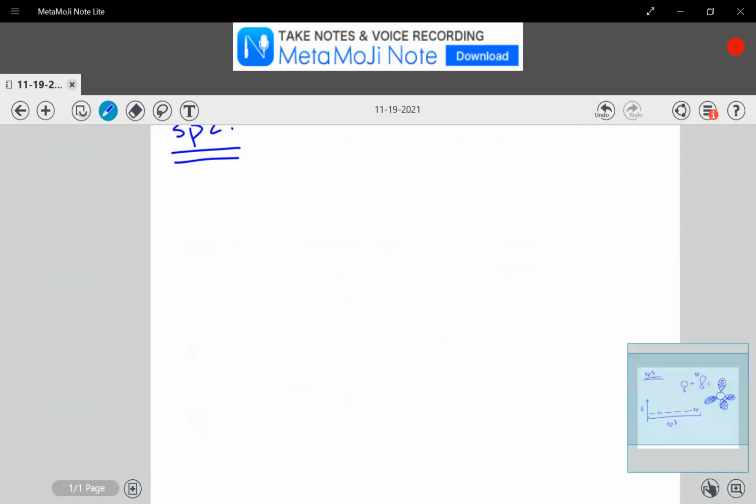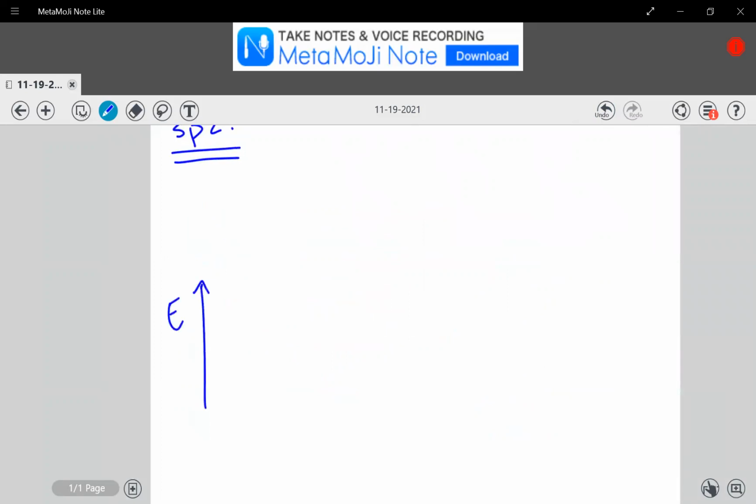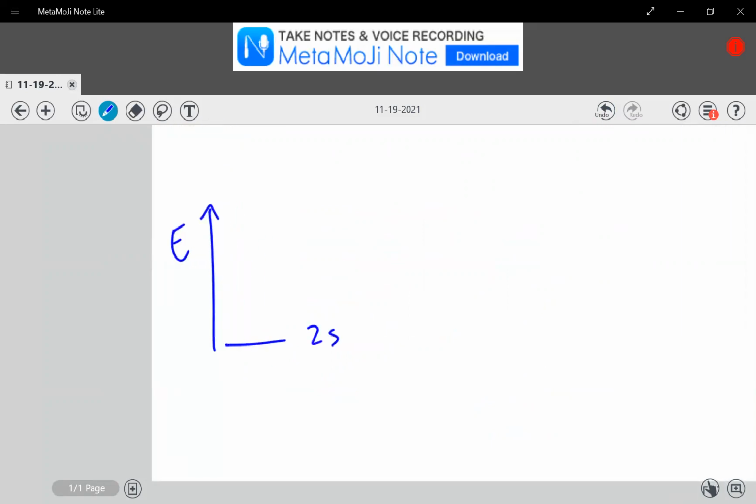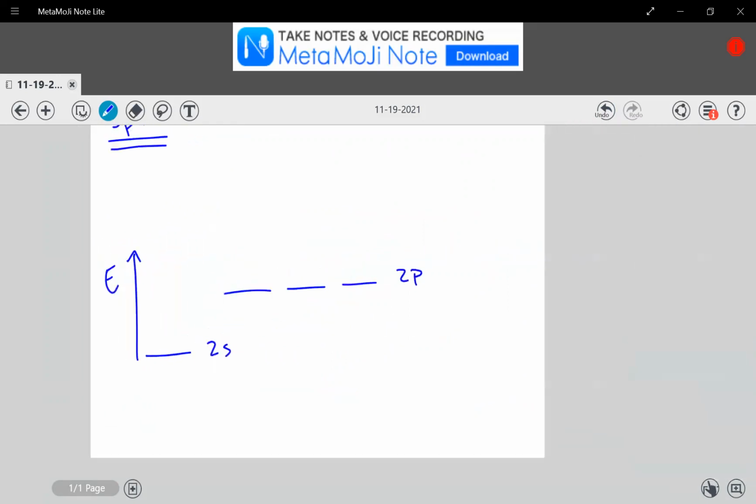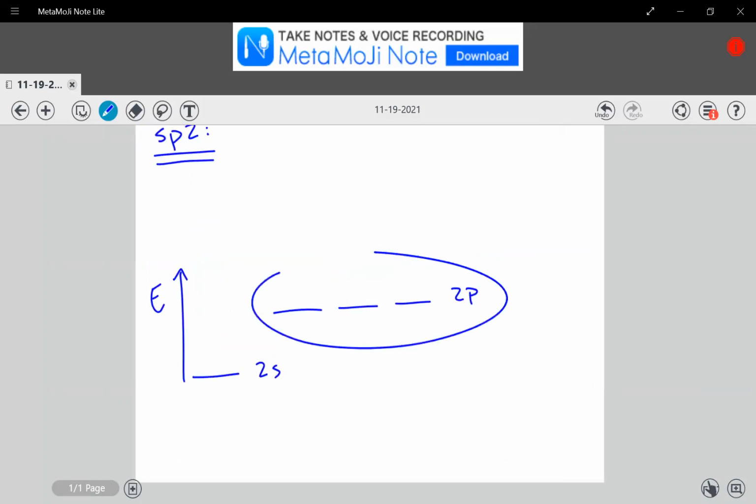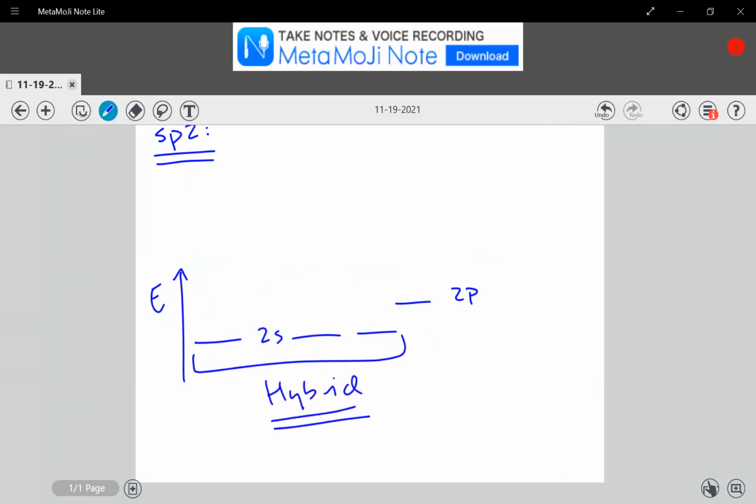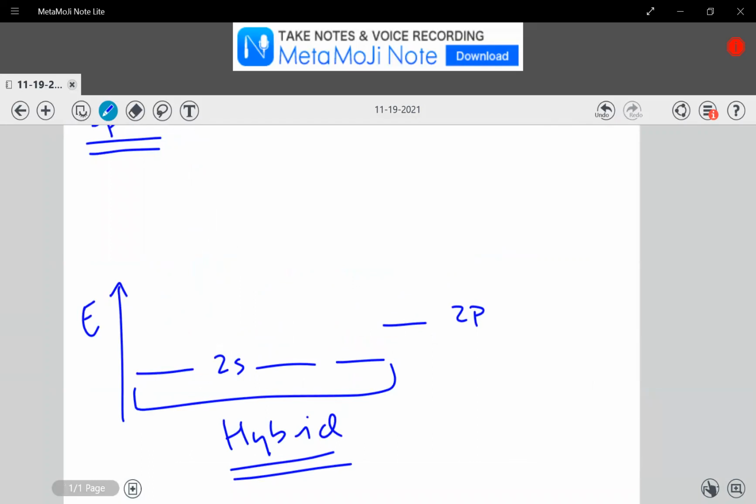So same idea, but this time only some of the p orbitals go down in energy relative to the s. So we've got our 2s, we've got our 1, 2, 3, 2p. Instead of having all 3 of the p right here go down, we're only going to have 2. So we're going to go down, up, meet in the middle, and we've got a hybrid. All right. So this time only 2 of the p's went down.